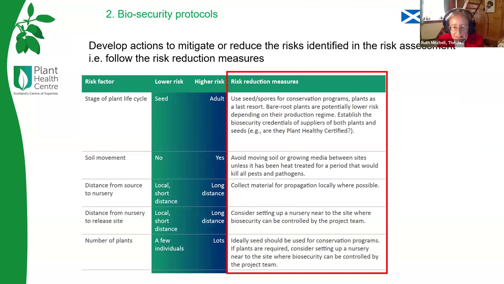The second of my five best practice suggestions is biosecurity protocols. By this, I mean that we need to develop actions to mitigate or reduce the risks that we identified in the risk assessments. So hopefully what you'll have seen as I've been going through the last few slides is this third column, risk reduction measures. And this we really hope to help people think about how they can reduce those risks. So obviously I'm not going to go back through all those slides and point them all out, but each of those slides I've just gone through has got this risk reduction column. And this is really the sorts of things that we'd hope that people would put in their biosecurity protocols that they'd use to try and reduce some of those risks.